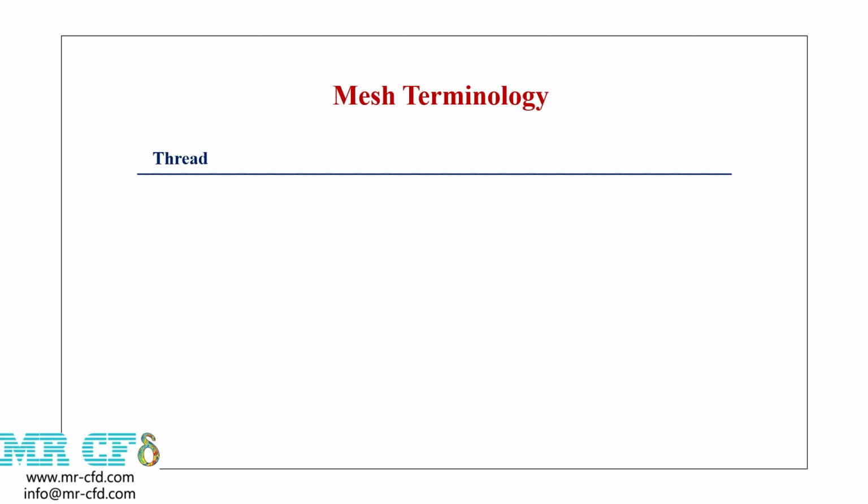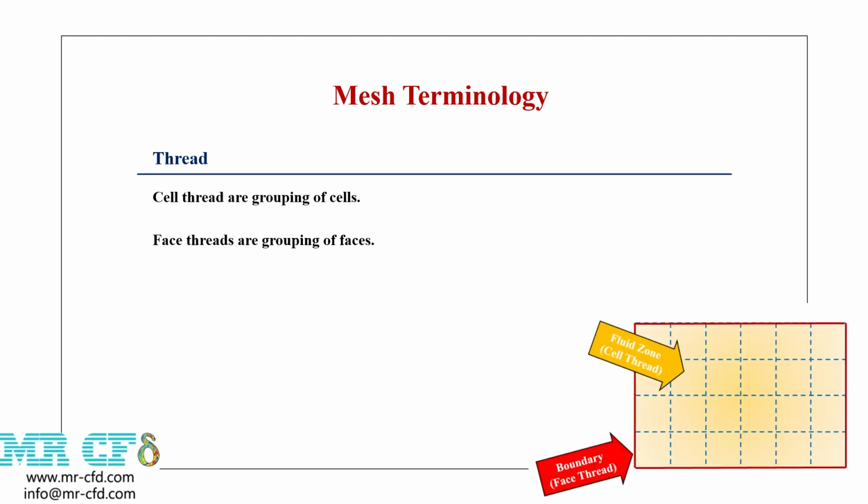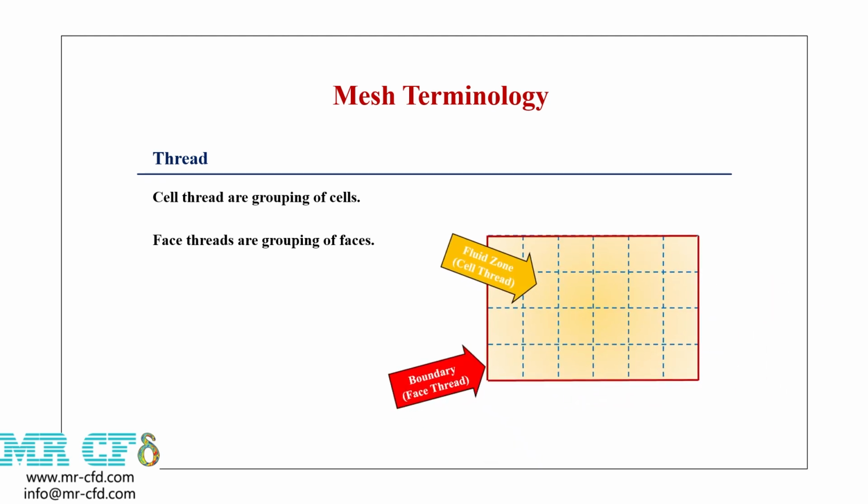This image refers to a two-dimensional mesh. Cell threads and face threads are defined as before. However, in a two-dimensional model, cell threads are composed of several planar surfaces that form the computational domain of the model, whereas face threads consist of several linear edges that include the boundaries of the model.